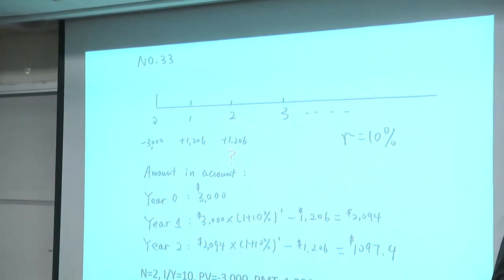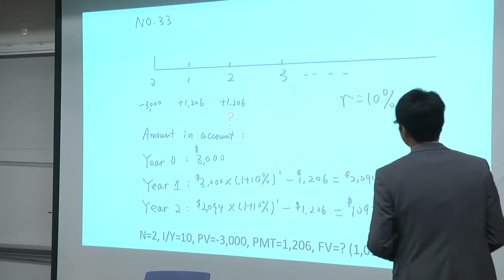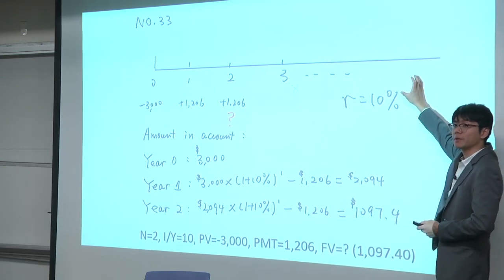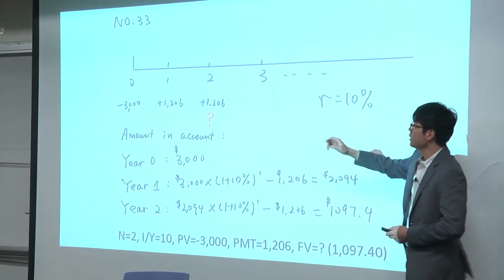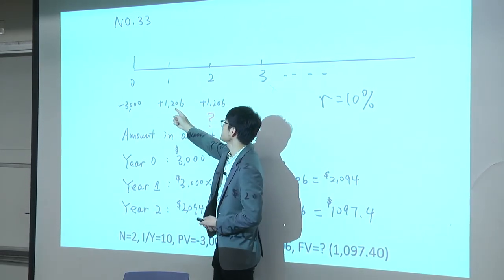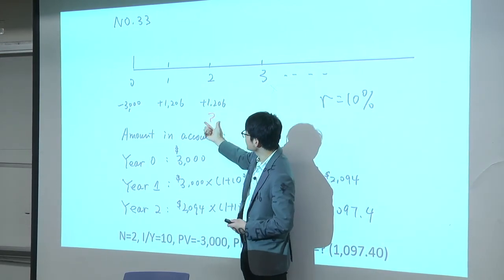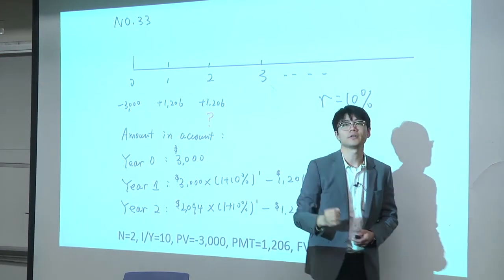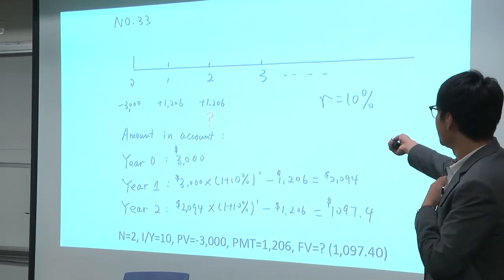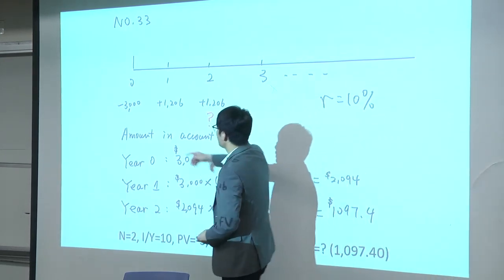So when we're doing chapter 5 questions, do not just do calculations. Do not just punch your calculators. This is what's supposed to be in your mind first: you deposit $3,000. You take $1,206 every year. And after you take that out in the second year, how much is left over? Interest rate is 10%. Let's take a look at the signs.